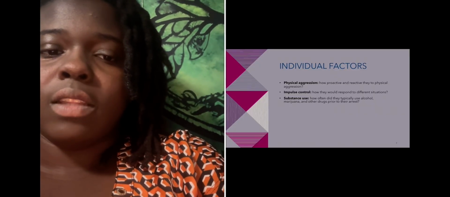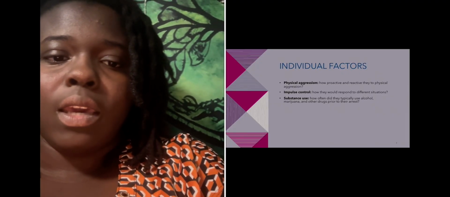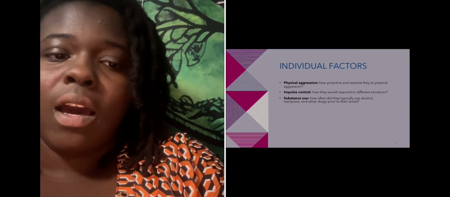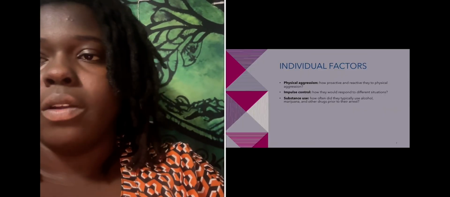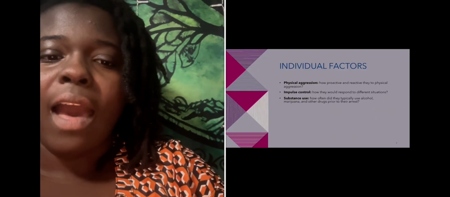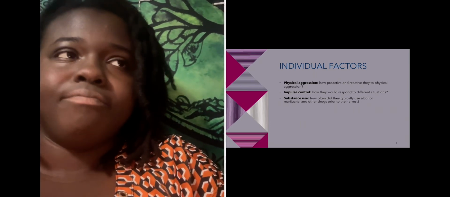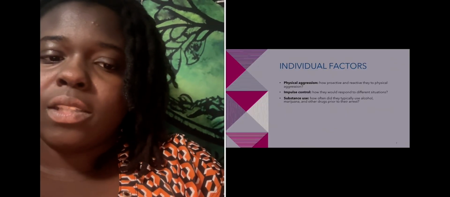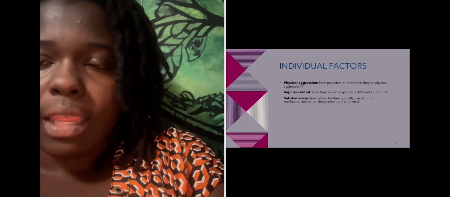The variables under this are physical aggression, impulse control, and substance use. The physical aggression is how proactive or reactive they are to physical aggression, whether or not they get aggressive with people to get something that they want or to get back at somebody, things like that. Then you have impulse control, how they would respond differently to certain situations, like if they would attack somebody back. This was done in a survey. Then you have substance use, how often they typically use alcohol, marijuana, and other drugs, maybe like cocaine, different things like that.